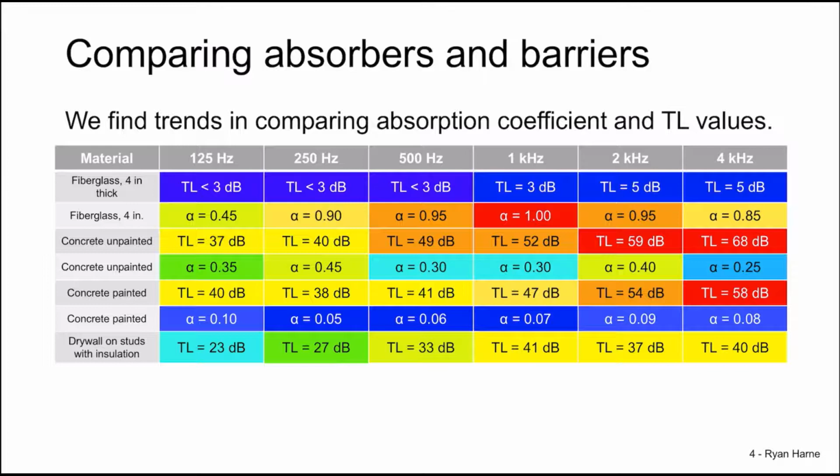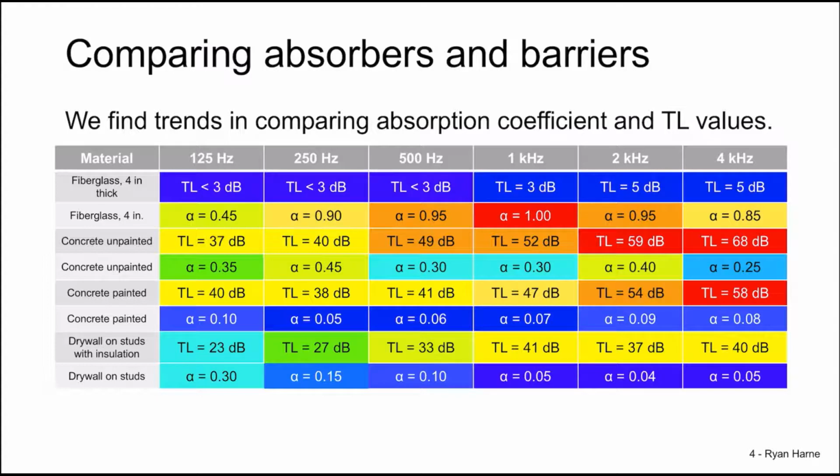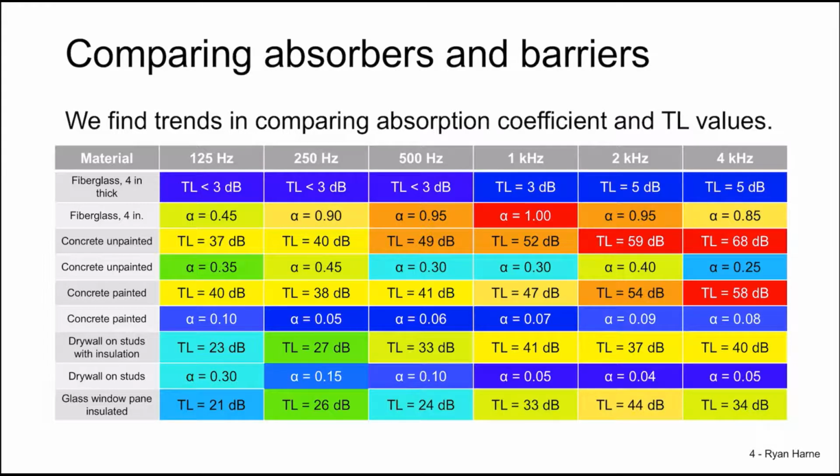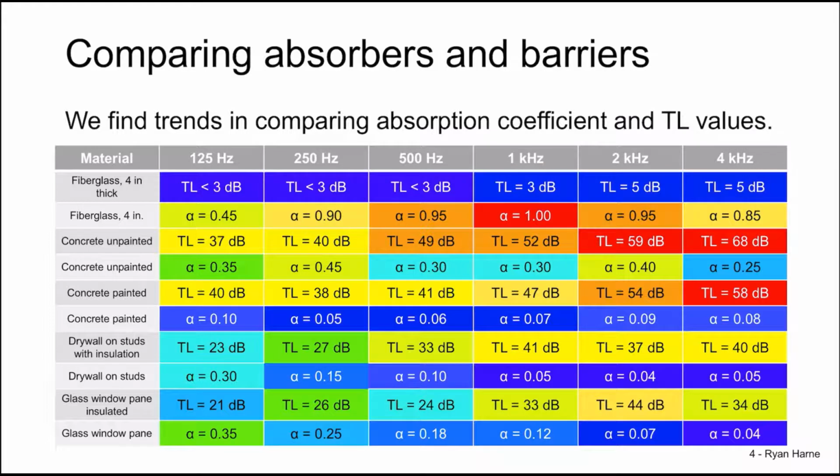Now for drywall on studs with insulation, it's likewise a fairly good barrier, and a moderate absorber at low frequencies, due to trapping of sound in between the drywall and studs, with insulation inside. But at high frequencies, the absorption coefficient of the wall is fairly small, since on the surface, the drywall that faces the incident sound is quite reflective. The insulated glass window pane is a great barrier, and it's a moderate absorber at low frequencies, once again due to the gap where sound is trapped in between the two panes, and reflections create a slightly enhanced absorption coefficient at low frequencies.